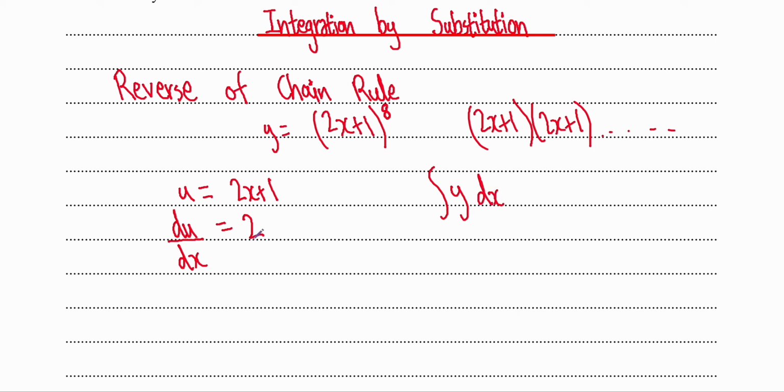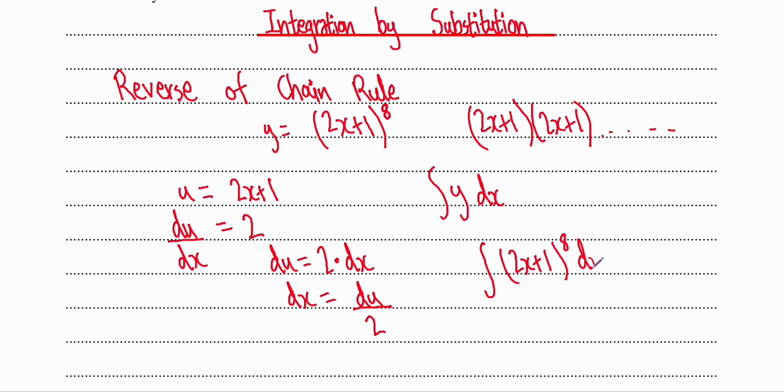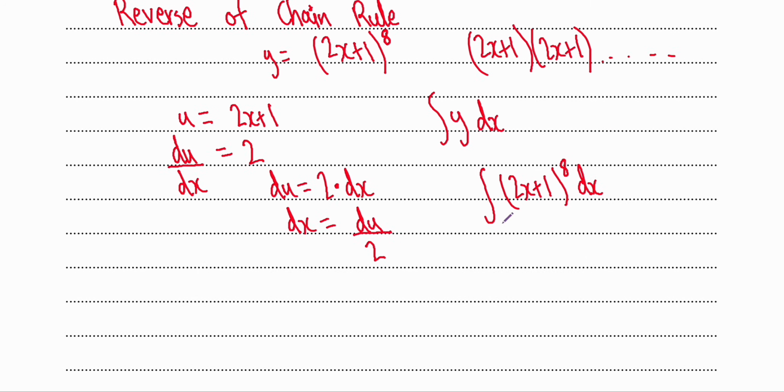If you bring dx to the other side, you have du is equal to 2 times dx. And then if you leave dx on its own, you have dx is equal to du divided by 2. So you have that right there. Now this becomes, so you had the integral of 2x plus 1 to the power 8 with respect to x. But now, instead of x, let's use u. So now 2x plus 1 is actually u. So now you have the integral of u to the power 8, and instead of dx, you have du over 2.